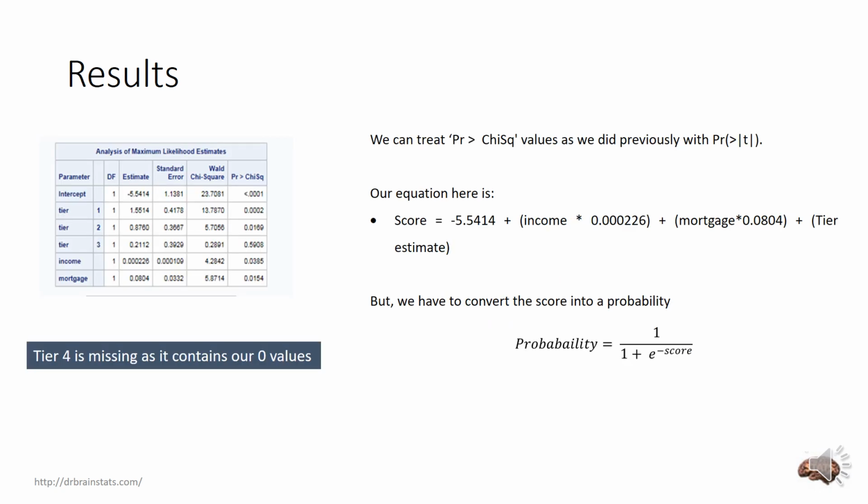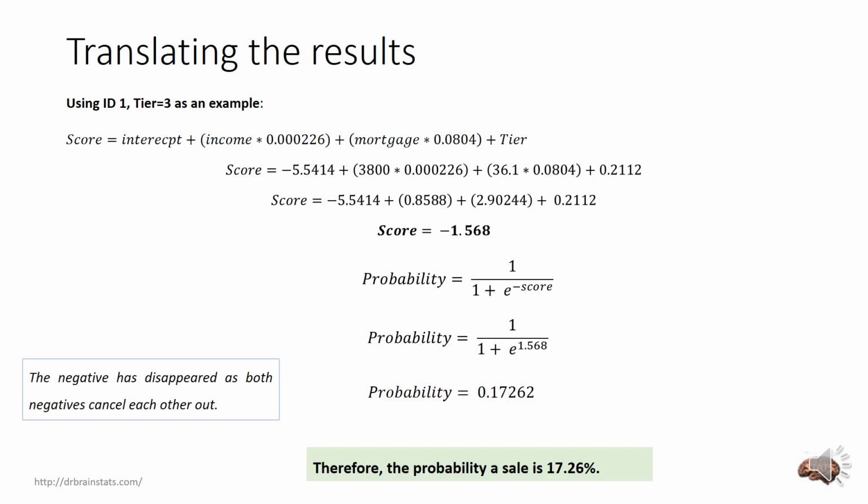We could treat the Wald chi-squared values as we did the t-statistic. So our equation is as shown, but we have to convert this score into a probability. So if we're translating the results, as before, we'll score up the model, which is quite straightforward, by using ID1. And then with our score, we can convert that into a probability, as shown on the slide. So the probability of a sale for ID1 is 17.26%.